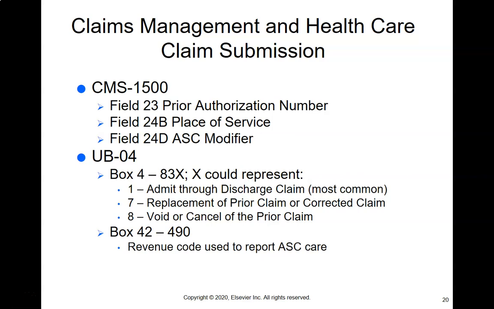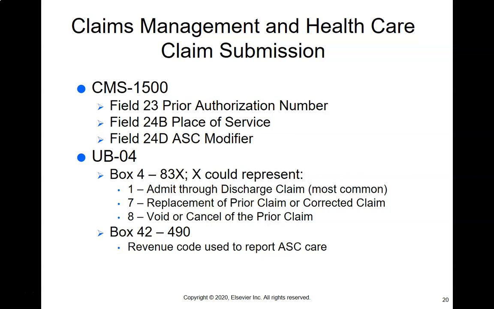Professional charges are also filed on the CMS 1500. On your CMS 1500, Box 23 or Field 23 is where you put the prior authorization number. Field 24B is place of service, and you'd enter a 24 for ambulatory surgery center. If you're not sure of the place of service number, you would just look in the beginning of the CPT manual and you will find all of the place of service codes, and there are at least 99 of them. Field 24D is the ASC modifier.